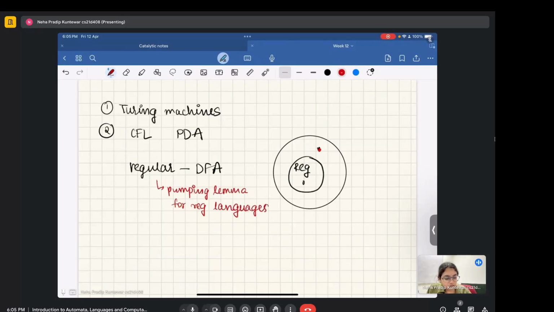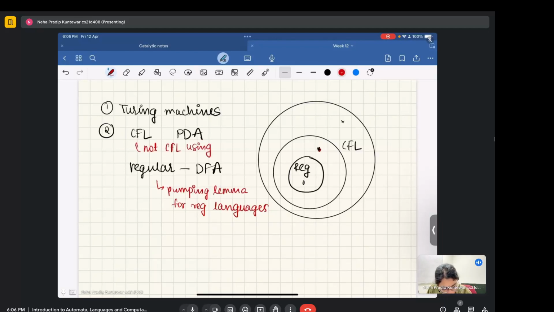Now we saw that context-free languages contain the class of regular languages. So if you want to show that a language is context-free, then you give a PDA for it, or a context-free grammar for it. But how do you show that something is outside? We know that there are things that lie outside. So how do we show that? For that you have what is called the pumping lemma for context-free languages. How do we show that something is not context-free? Using the pumping lemma.